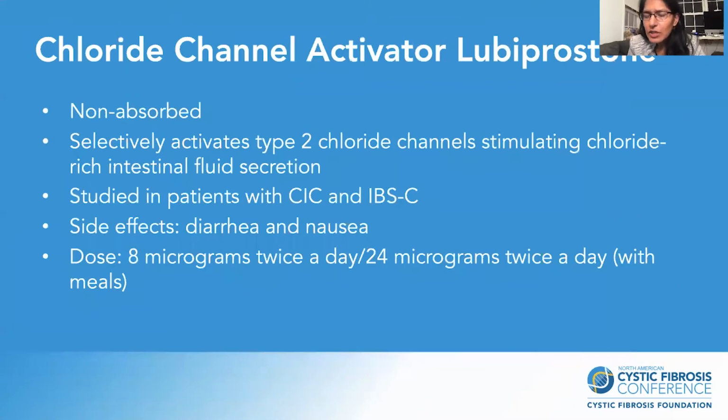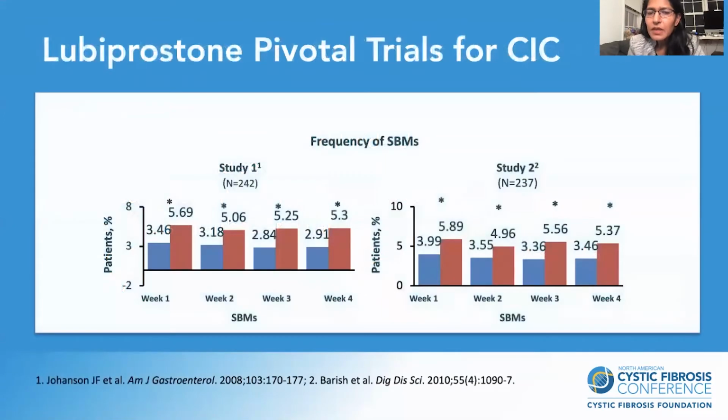Let's talk about some of the newer agents like our chloride channel activators. And the main medication that is in this class is lubiprostone. Lubiprostone is non-absorbed. It selectively activates type 2 chloride channels, stimulating the secretion of chloride-rich intestinal fluid. This drug has mostly been studied in patients with CIC and IBS-C, and the side effects include diarrhea and nausea. It's available in 2 doses, 8 micrograms twice a day and 24 micrograms twice a day, and we usually recommend taking it with meals.